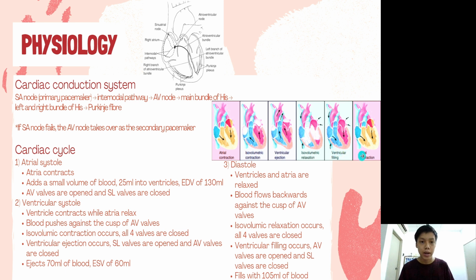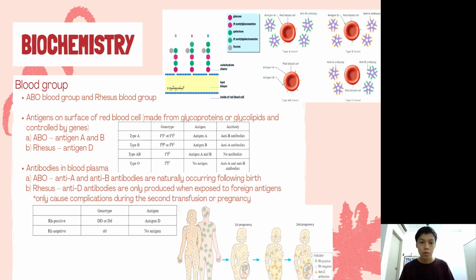So next we will be looking at the biochemistry. One of the important topics in the biochemistry of the blood circulatory system is the blood group. Now there's actually a lot of grouping systems, but we have two major systems, which are the ABO blood group and the rhesus blood group. And in blood group, we have to look at two things. The first is the antigens and the second is the antibodies.